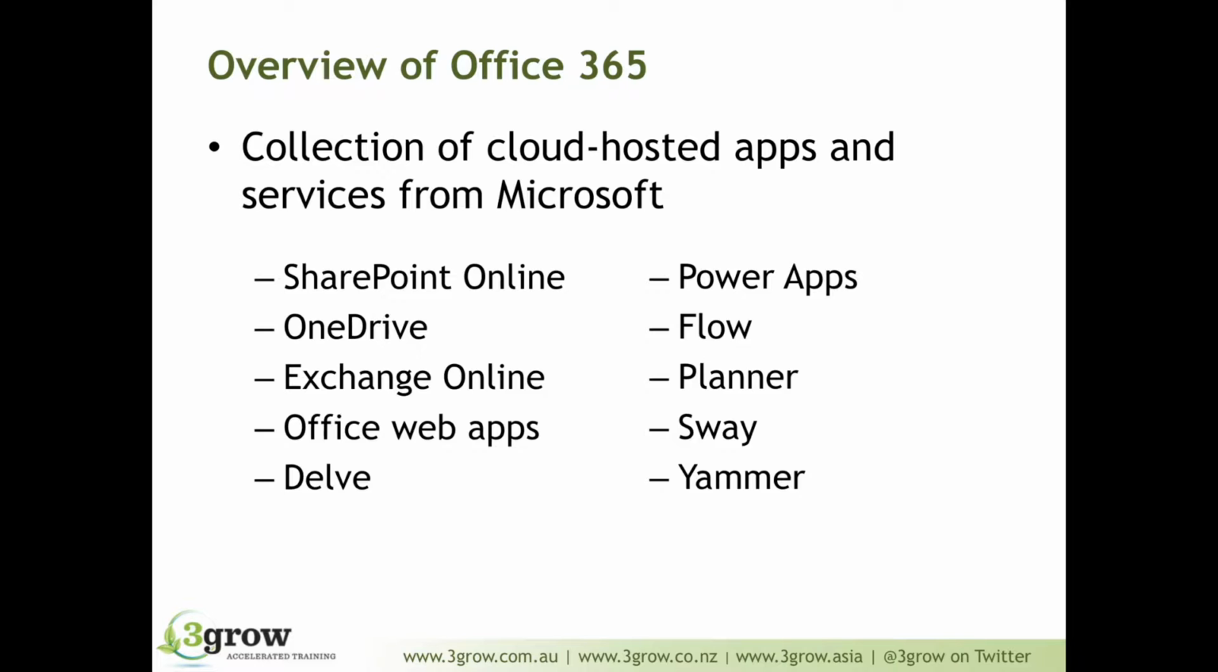Flow is essentially a workflow product that integrates with a variety of platforms, not just SharePoint and the other Microsoft platforms, but things like Salesforce and MailChimp and things like that. Planner is a cloud-hosted equivalent of Microsoft Project. Sway is for producing stories, is the best way to describe that. And Yammer is, again, another social collaboration platform.